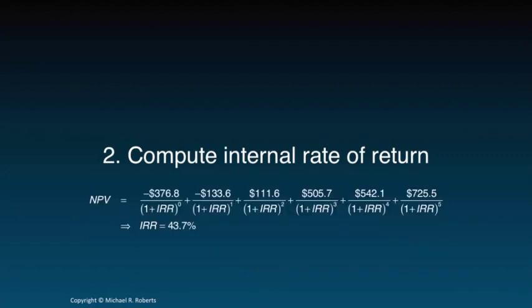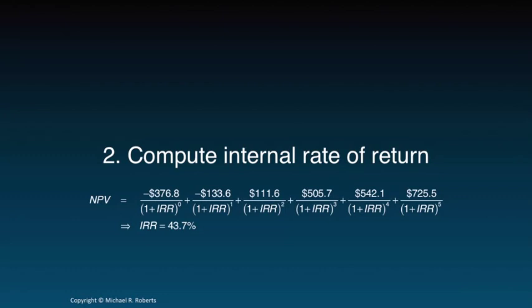So what's the IRR for this project? Well, we write our NPV formula, we set our NPV equal to 0, and then we solve for the one discount rate such that when we discount all of our free cash flows, we get an NPV of 0. If we do that, we find that the IRR on this project is 43.7%. Is that good? Is it bad?